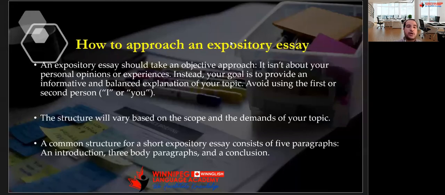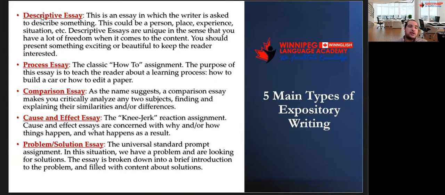But now, how can we approach an expository essay? Avoid using I and we or you. Don't use personal pronouns when you write an expository essay. Okay, you should take an objective approach, because if you look back here, it's a descriptive essay, so you're describing things. Okay, you're not including yourself in there. Process, you're also giving a description of the process, how things happen, comparing, contrasting, cause and effect, problem solving. All of these, you don't usually need pronouns.